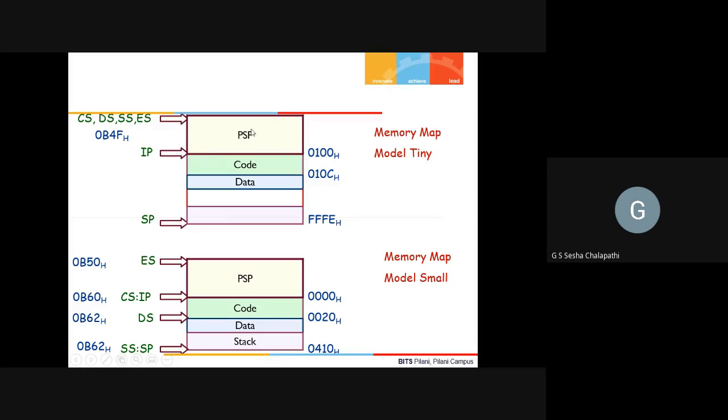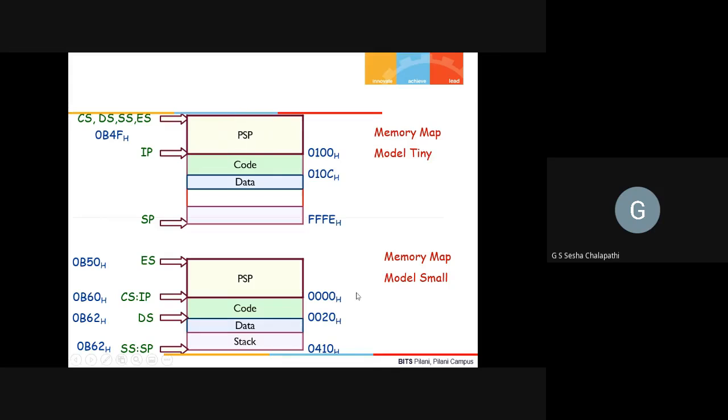This will basically have the status of the program. What is the current pointer, what is the current IP value, the state of the program will be present here in the PSP. Different parameters related to the program will be present in this PSP.